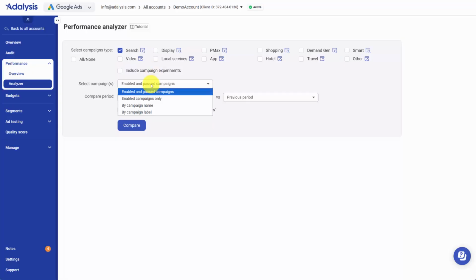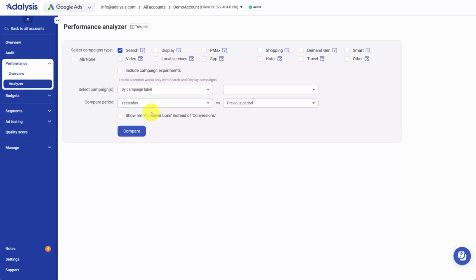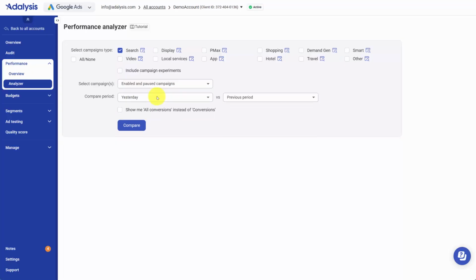Next, we want to say what campaigns should be included. So, if you have a large account and you're often using campaign labels for brand, non brand, then you could say, I just want to see this by campaign label.